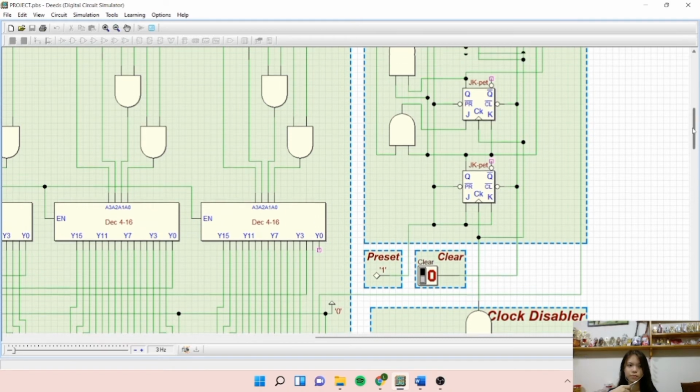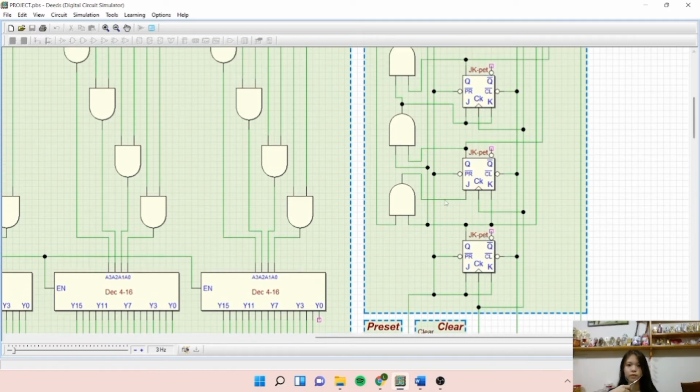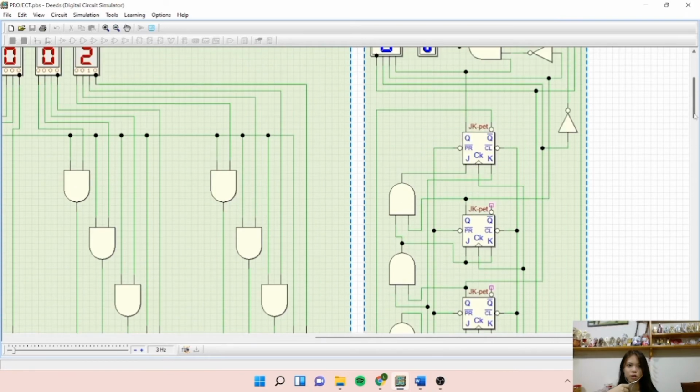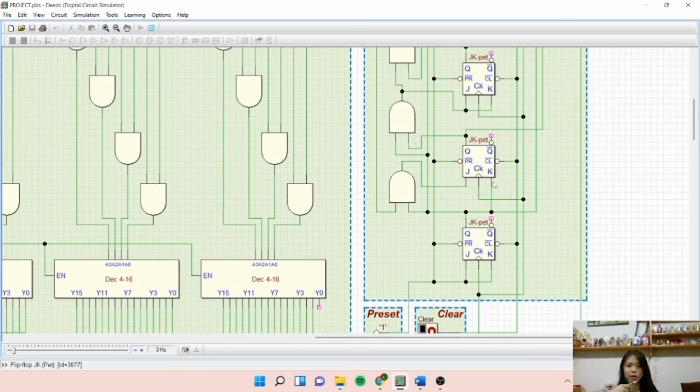For flip-flop 0, both J0 and K0 are connected to 1, which is the high input. For flip-flop 1, J1 is connected to Q0 and also Q3 prime, and K1 is connected to Q0.